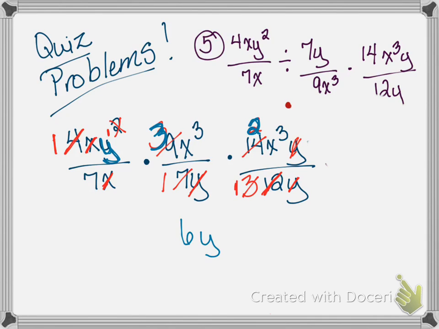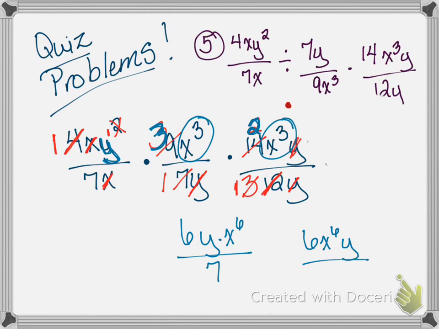Okay, here I have x to the third and x to the third. What's x to the third times x to the third? X to the sixth. Okay, what do I have in the bottom? Just 7. Okay, typically you're going to see this rewritten. You usually see your variables in alphabetical order. 6x to the 6th, y over 7.